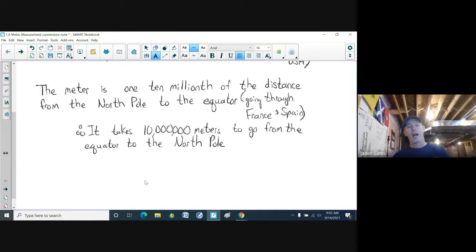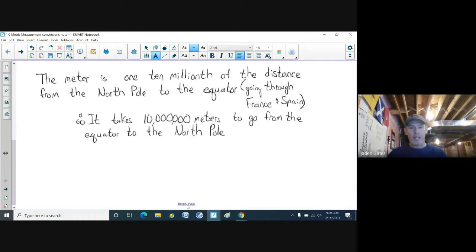Now, with the imperial measurement, which we're going to talk about later today, the problem was it was very variable. When they came up with a new measurement system, they wanted something that would always be constant. Since the Earth is relatively not changing size, they based that distance off the Earth. So 10 million meters gets you from the North Pole to the equator, as long as you go through France and Spain, because the Earth, again, is not a perfect ball.